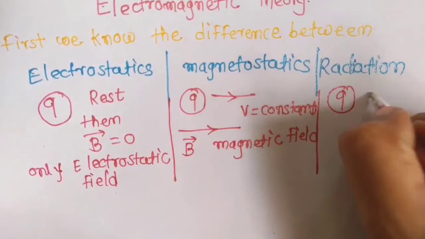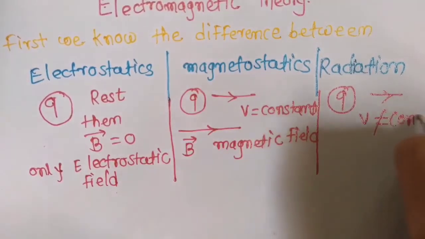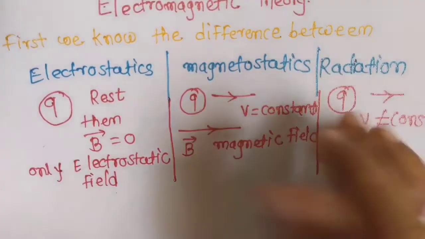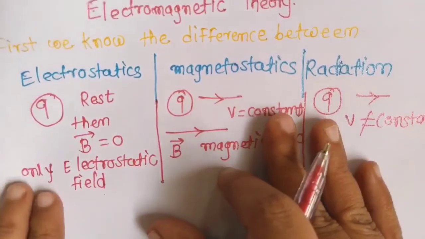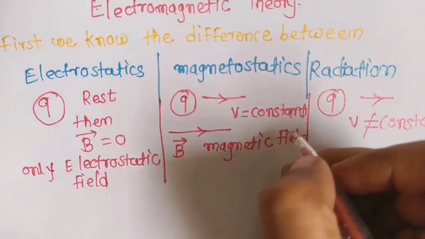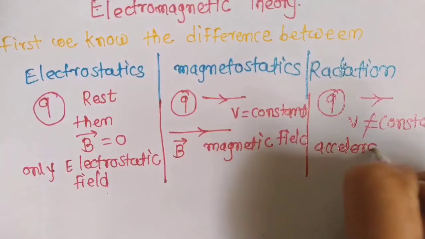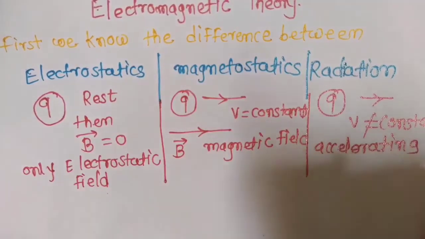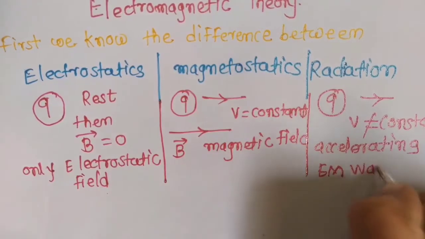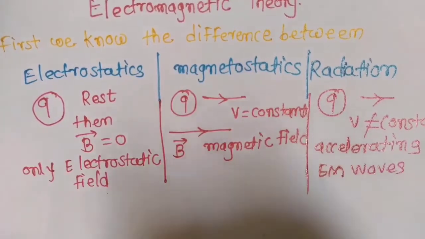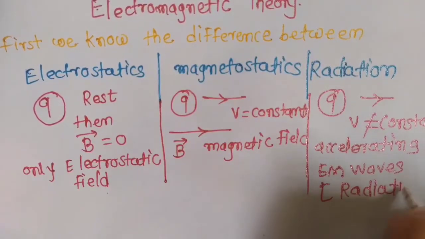In radiation, charge is moving, but the velocity of the charge is not constant. It is accelerating continuously. It is like electromagnetic waves. The velocity is not constant in electromagnetic waves, so we can call it radiation.